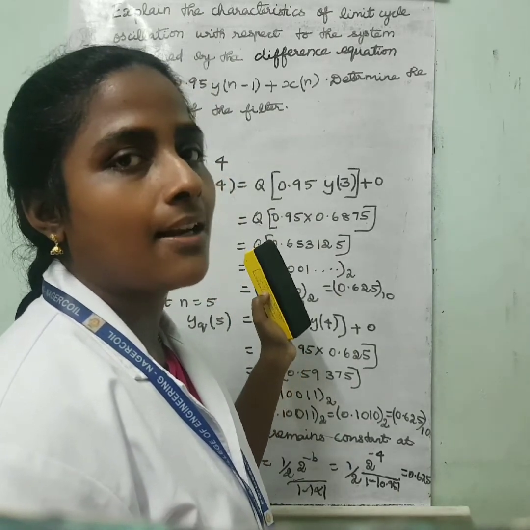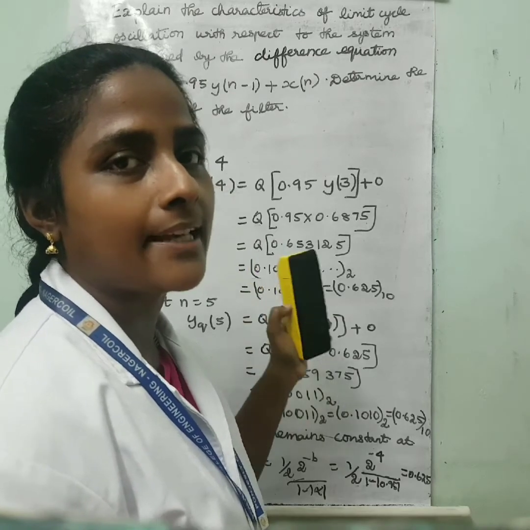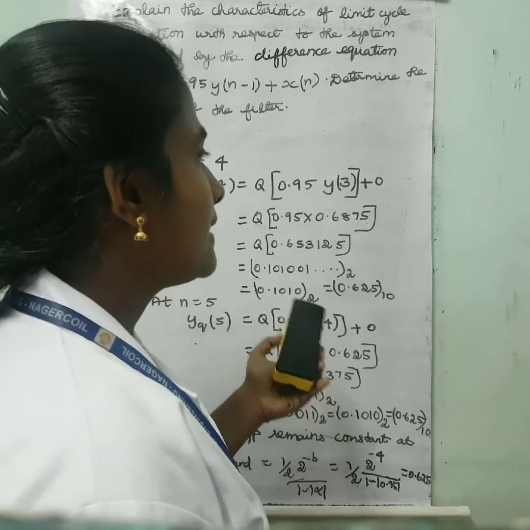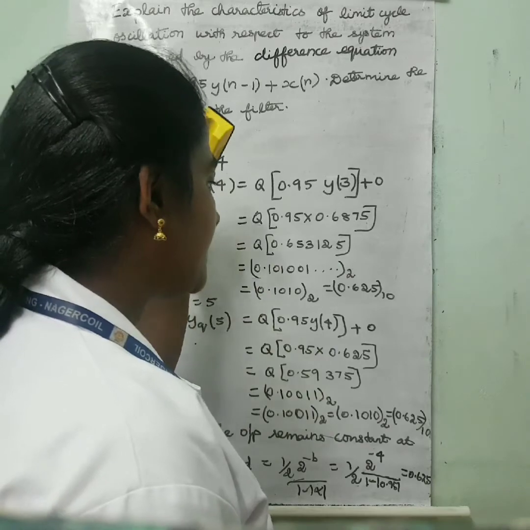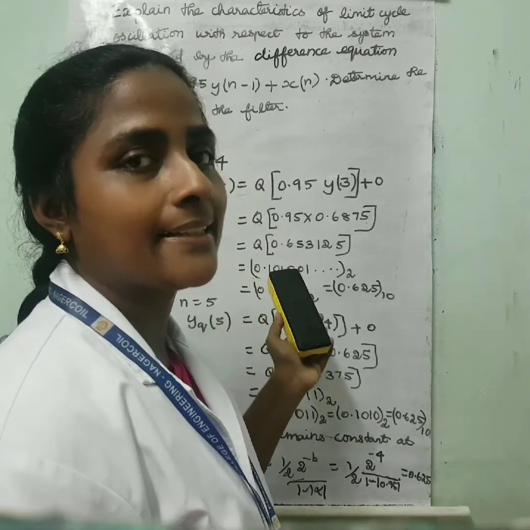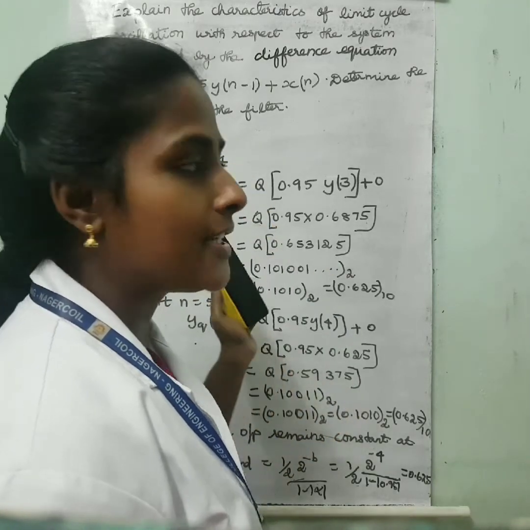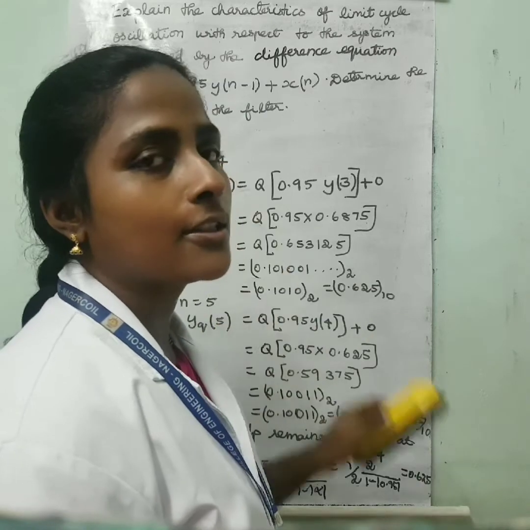This same problem can be done for the limit cycle oscillation question also. That is, they will ask, explain limit cycle oscillation with example. For that question you can write this problem and you can write the explanation also. So it will be useful for both questions.